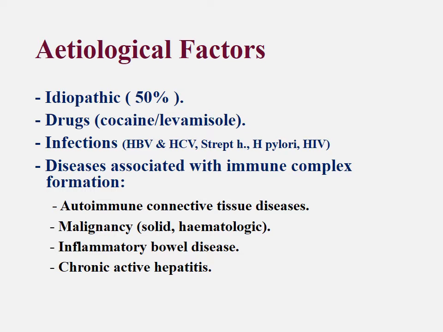Drugs, infections, and diseases associated with immune complex formation, like the autoimmune collagen disorders or underlying malignancy, inflammatory bowel disease, chronic active hepatitis, are all common problems that will present in the skin with vasculitis. And here, when we search for the cause, we treat the cause and we save the life of the patient. We do not just treat the localized vasculitis that we have seen.